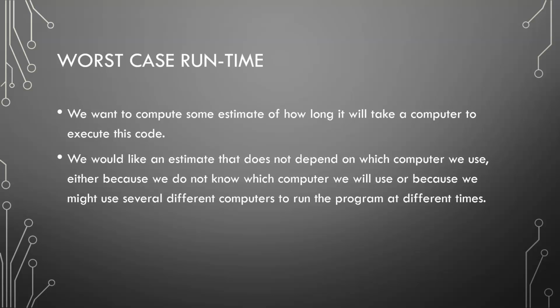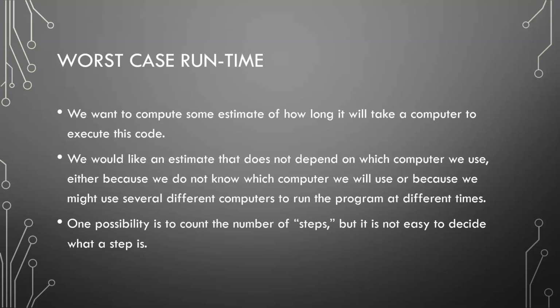Well, we would like an estimate that does not depend on which computer you use, because obviously there's going to be a big difference between a supercomputer or a quantum computer and a little tablet. There are other reasons too. If I write a program and distribute it to different people, we don't necessarily know which computer will be used, or we may even use several different computers to run programs at different times. I might use a school device now, or I might go home and run my own computer, which is more powerful. We don't necessarily know all the different scenarios.